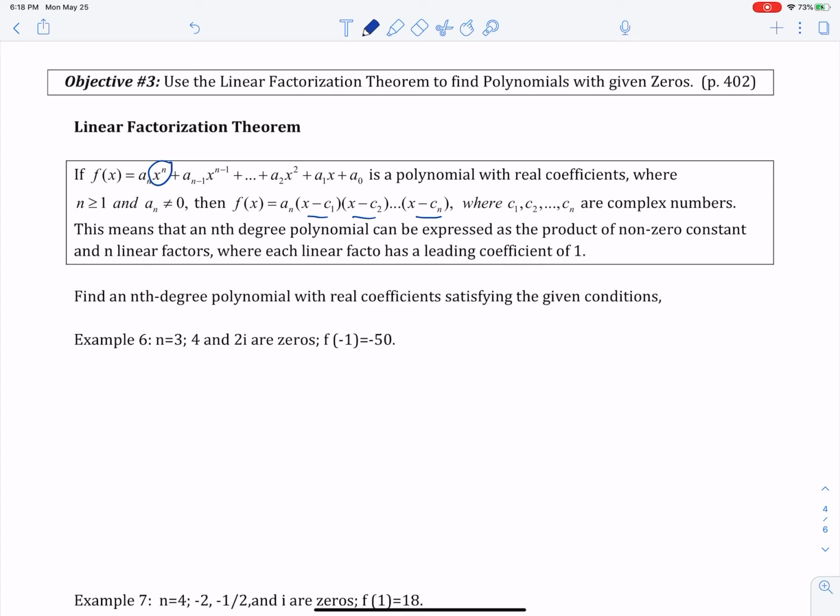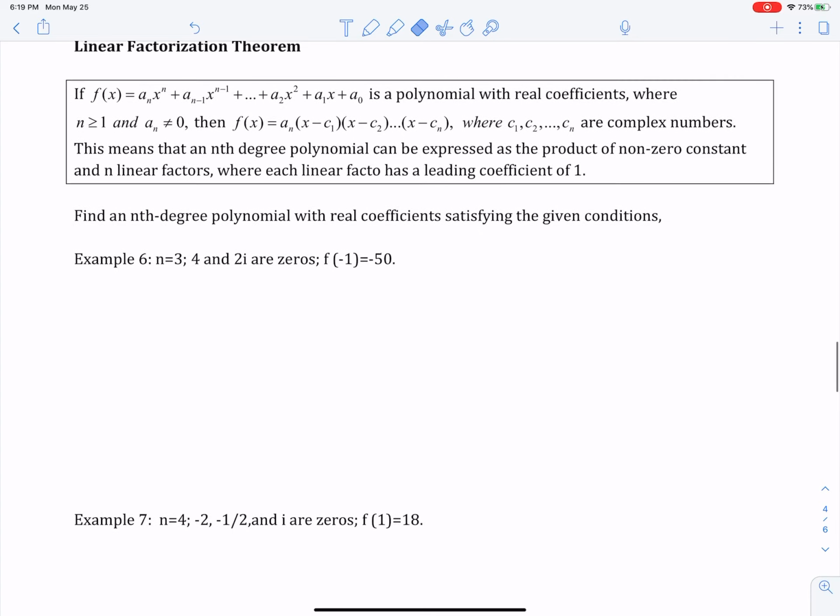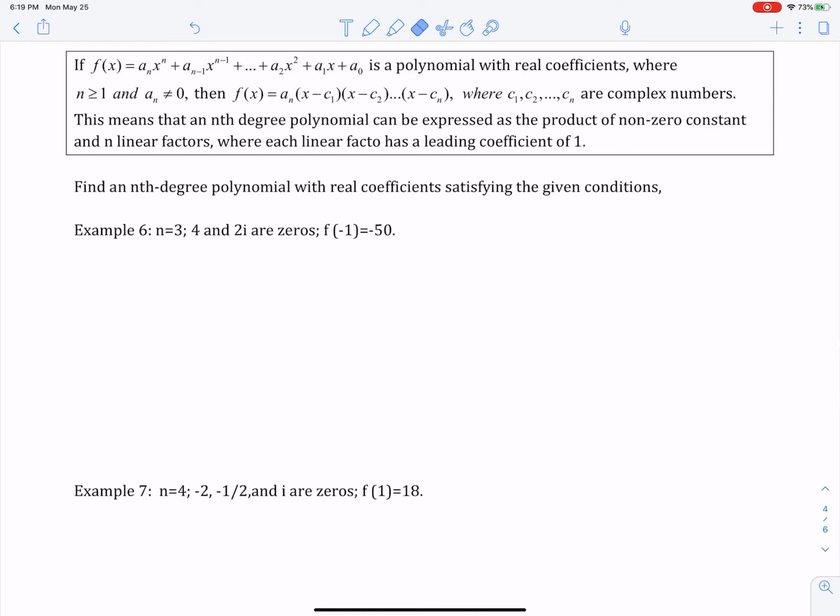Where c sub 1, c sub 2, c sub n are complex numbers, not necessarily real numbers. It's not necessarily true that all polynomial functions have all real zeros. It's possible some of them do not have real zeros. This means that an n-degree polynomial can be expressed as a product of a non-zero constant and n linear factors where each linear factor has a leading coefficient of 1. Based on this theorem, find an n-degree polynomial with real coefficients satisfying the given condition.